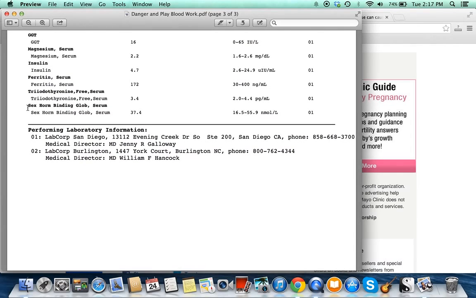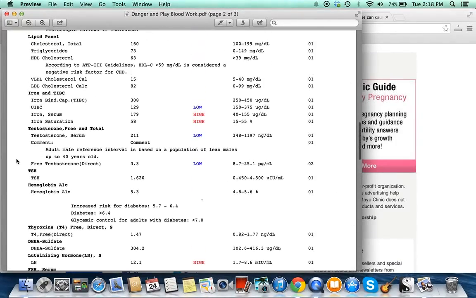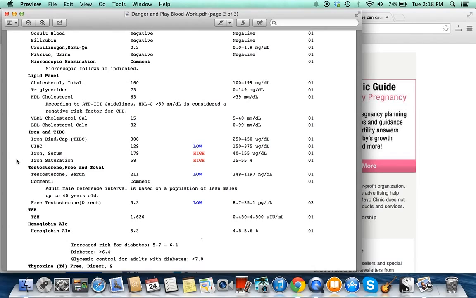SHBG has to do with fertility. As you can see, I'm good, 37.4, right within the range. So there you go. That's my blood work. Pretty straightforward, right? As you can see, I'm in excellent health, except for a potential genetic defect that I might have. And again, that's why you have to be on top of your health.